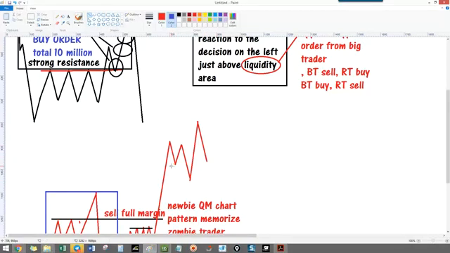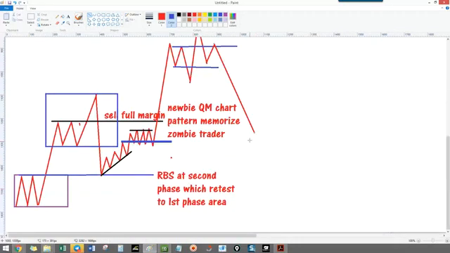Okay, already broken. It fake out to the top. You have your FKL or first key level here. You will enter here. And then price will drop, like that. So this is also a compression. This is also a compression.